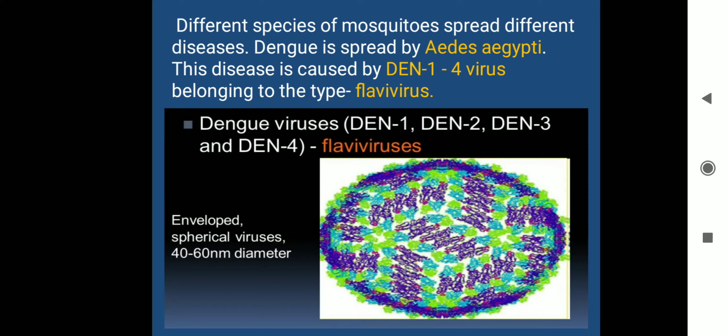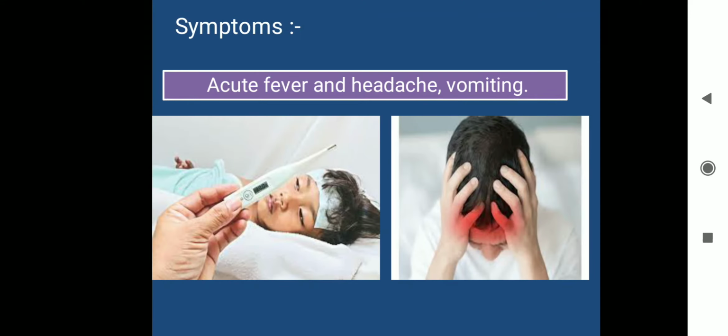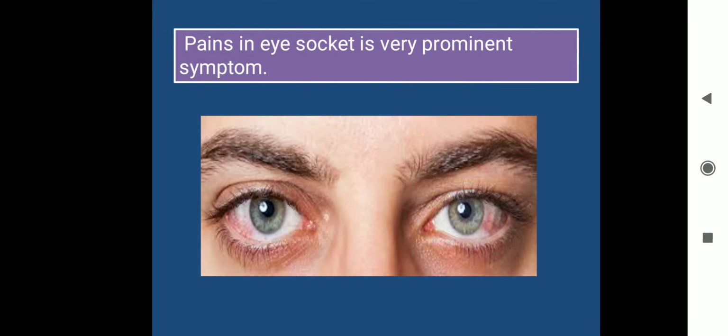Dengue is spread by Aedes aegypti. This disease is caused by DEN-1 to 4 viruses belonging to the type flavivirus. You can see on the screen. The symptoms of dengue: the first symptoms are acute fever, headache, vomiting, and pain in the eye socket is a very prominent symptom. Prominent symptom means it's a very important symptom.